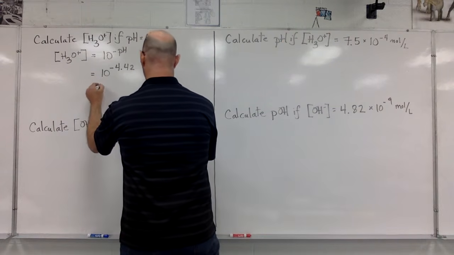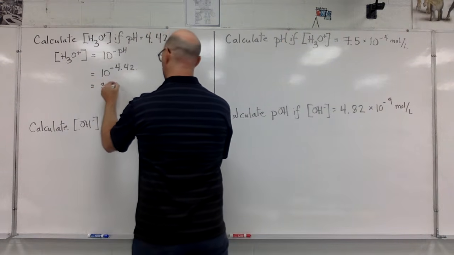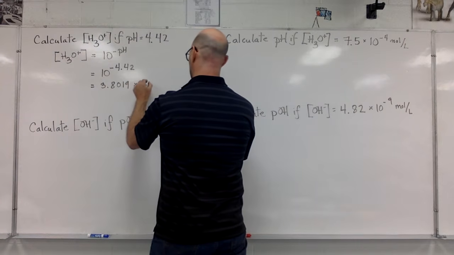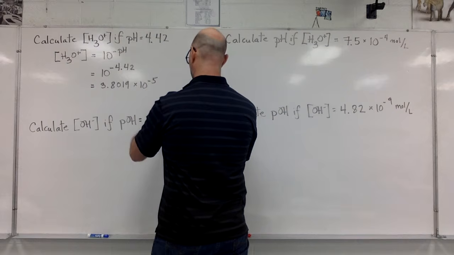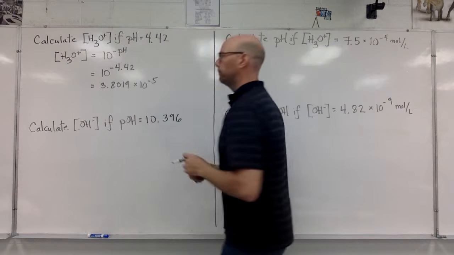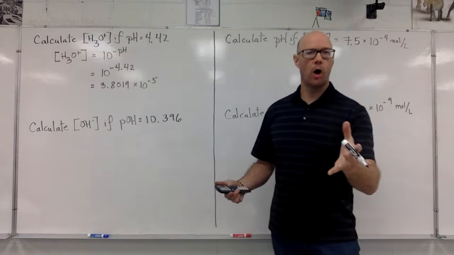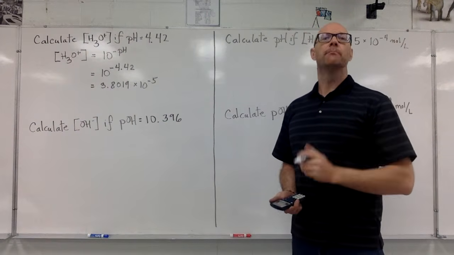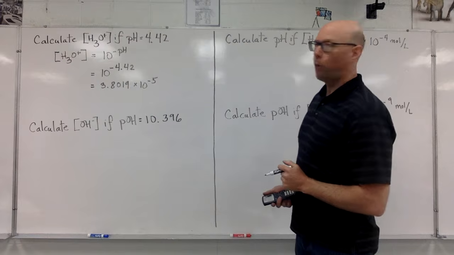Again, 3.8019 times 10 to the power of negative 5. That's the raw answer. We need to go back and think about the significant digits and the units.